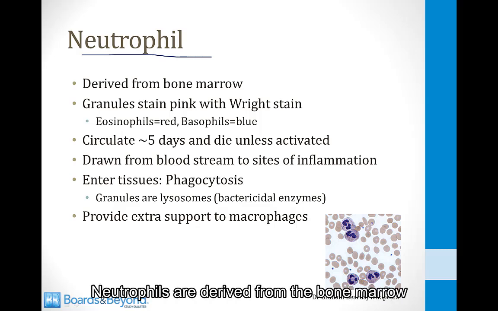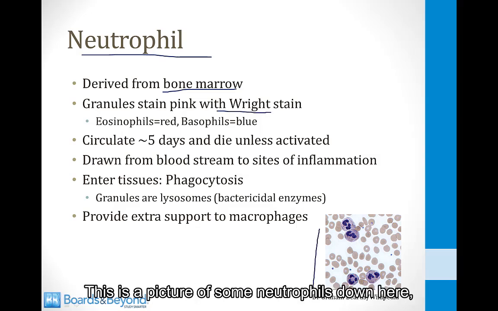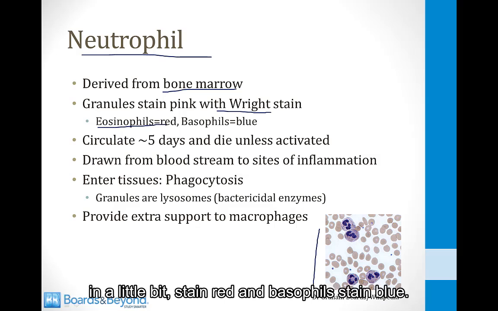Neutrophils are derived from the bone marrow, and they stain pink if you stain them with Wright stain. This is a picture of some neutrophils down here in the bottom right-hand corner of the screen. By comparison, eosinophils, which we'll talk about in a little bit, stain red, and basophils stain blue.